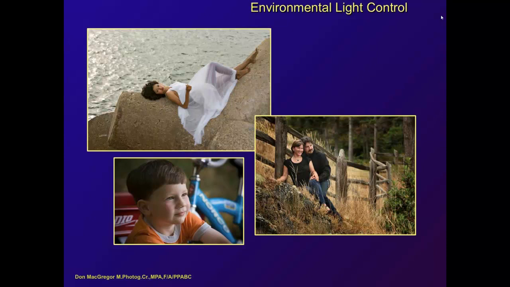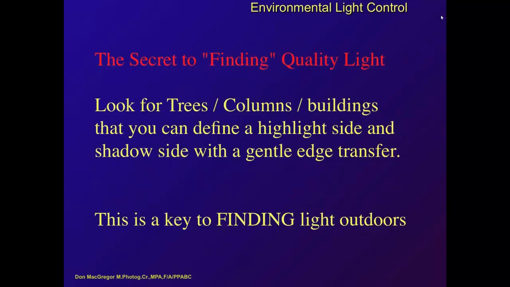The secret to finding quality light. Look for trees, look for columns and buildings that you can define a highlight side and a shadow side with a gentle edge transfer. It's one of the key things to finding light outdoors. When you look at a tree, look at the highlight side and the shadow side, and if you see one side of the tree brighter than the other side, and yet there's a gentle transition of light from highlight to shadow, you're going to be able to find really, really cool light that creates a beautiful transition from highlight to shadow if you explore that opportunity.